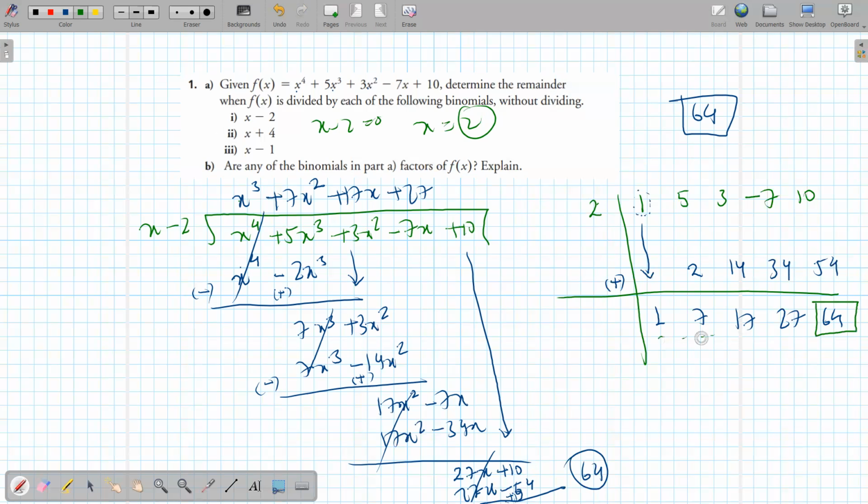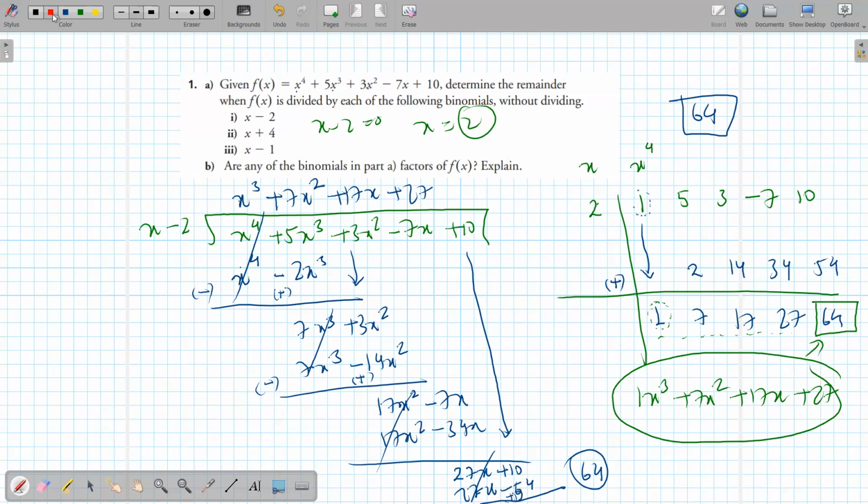This is going to be your quotient, right? And again, we're dividing x to the 4 by x. That means this first one must be x cubed. See? So our quotient is 1x cubed plus 7x squared plus 17x plus 27. That's our quotient, that's our remainder. And look at this, it's the same thing, right? Synthetic division is way quicker though, I think.